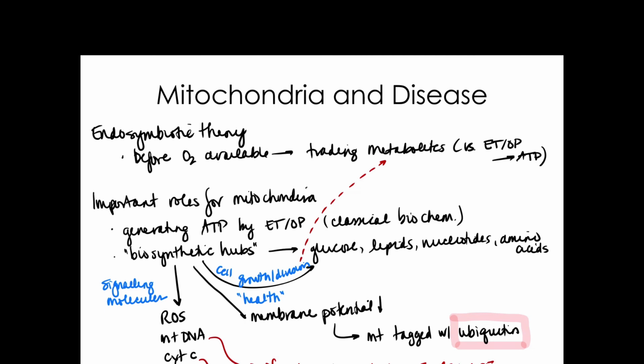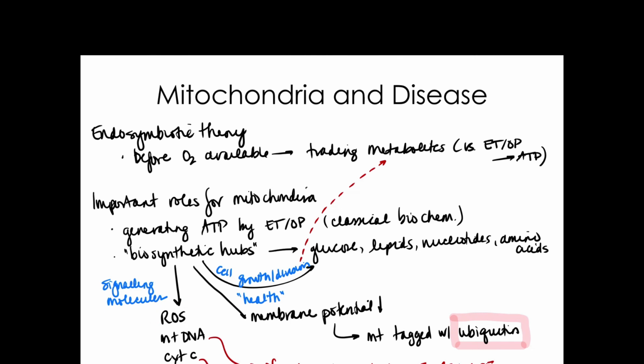So anything that gets slapped with the ubiquitin tag is tagged for destruction by the cell. And so if mitochondria are not doing very well, then they get tagged with ubiquitin and your body can recycle them. And speaking a little bit more again about these reactive oxygen species, there's a lot of research out there suggesting that these are important signaling molecules.